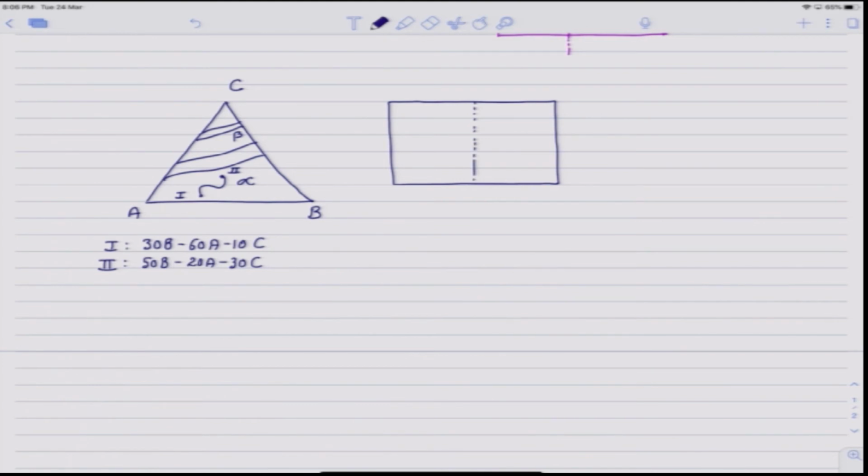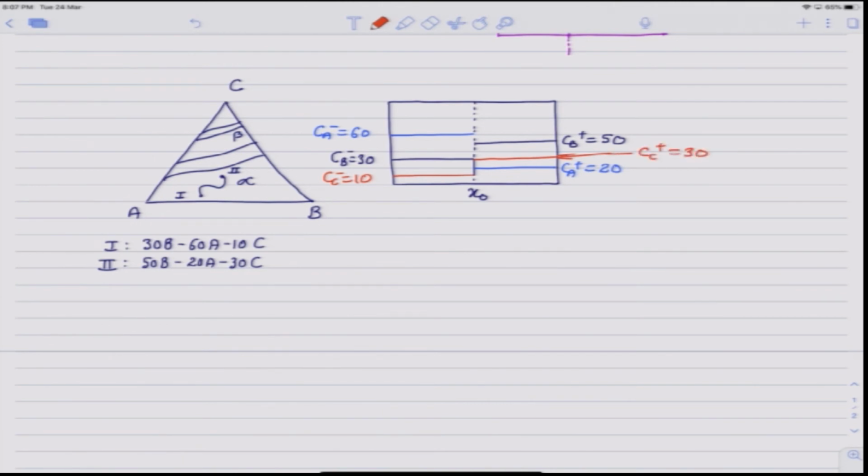this is the initial contact plane x naught. I know to start with B is 30% on left side. So, Cb minus is equal to 30, Cb plus is 50, then Ca minus is 60, and Ca plus is 20, and Cc minus is 10, whereas Cc plus is 30. So, after the diffusion annealing, there will be nice continuous profiles developed, something like this.